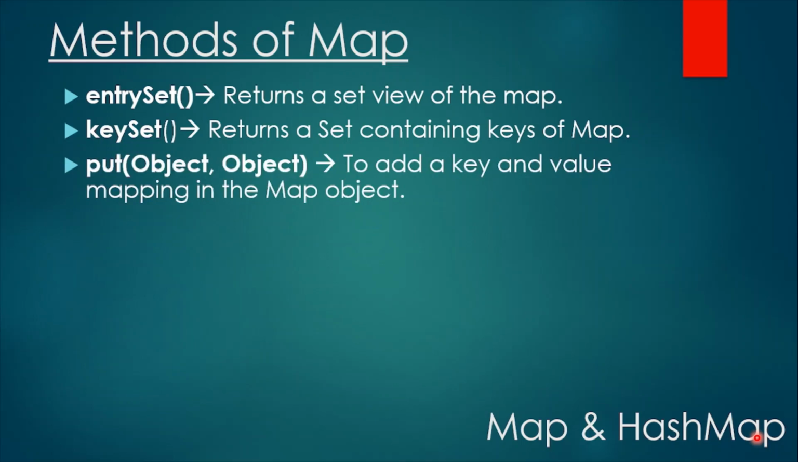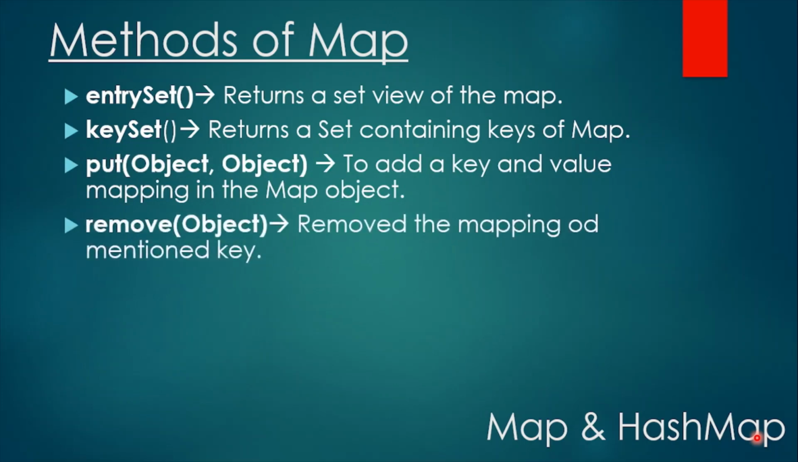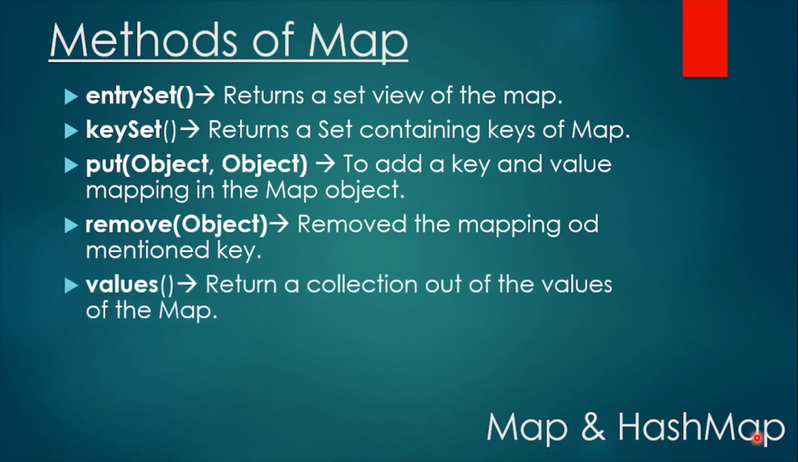Then we have the put method. This method is used to add a key and value pair to the map object. Then we have the remove method, similar to the other collection framework. So this method is used to remove any mapping from the map using the key which is passed as an argument. Then we have values. It will return a collection of the values of the map.